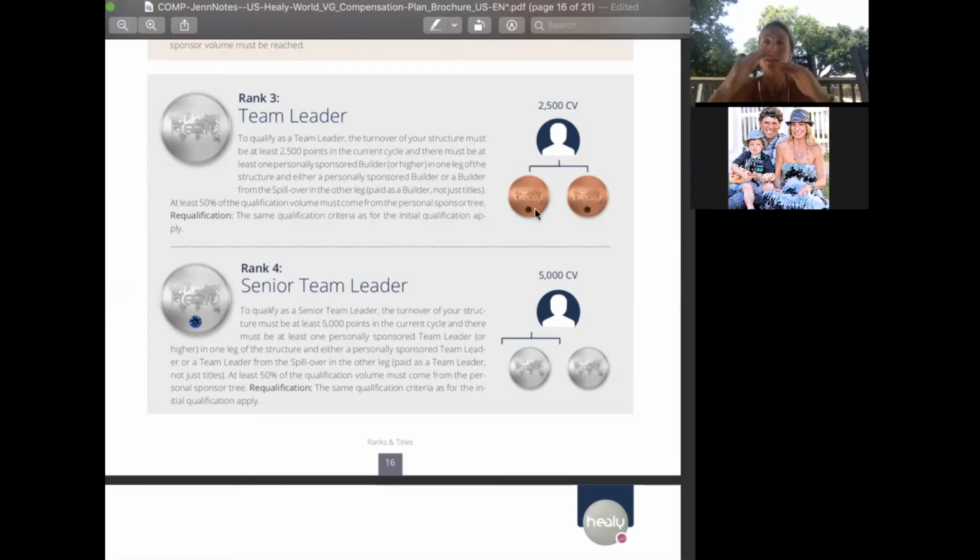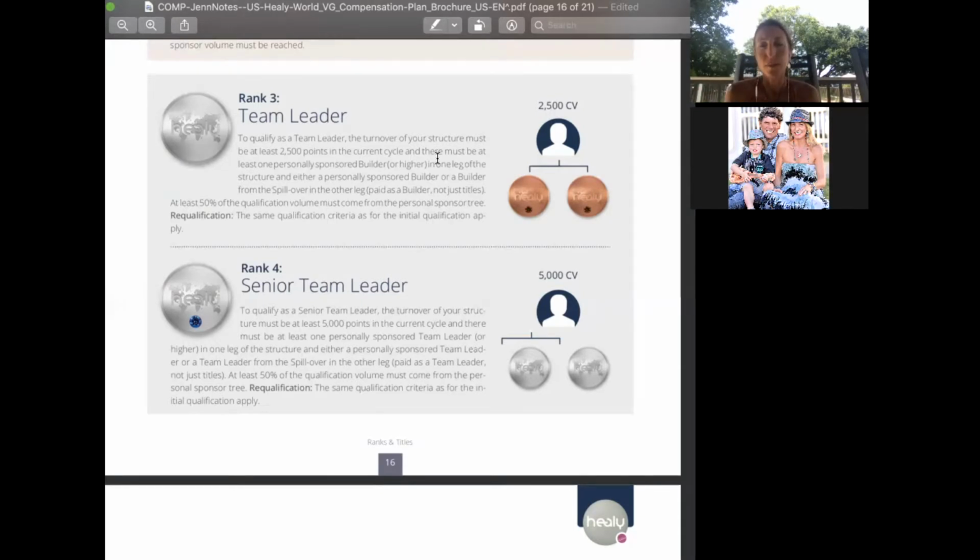And this format is the same as you go from each of these next ranks, that the number you see up here is your cumulative volume from your total organization, and then at least half of that, more is fine, but at least half of it has to come from your personal sponsor tree. You can start to understand here the logic is that you can't just sit back and not enroll anyone and have your entire upline do it for you, but this is so that at least half of your volume to qualify for this rank is coming from those you have personally sponsored and those they have personally sponsored.